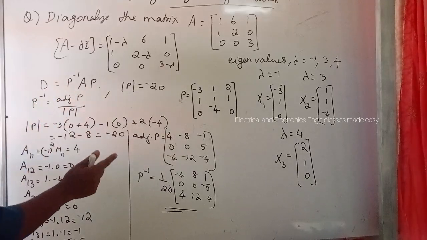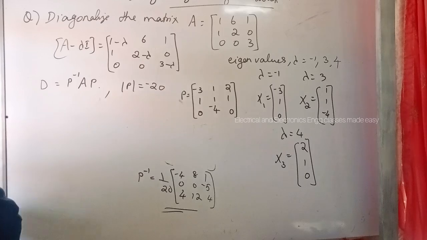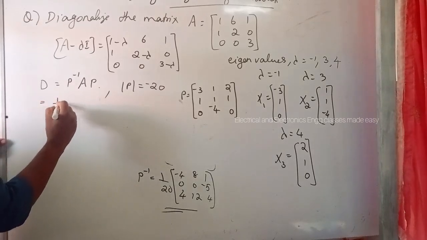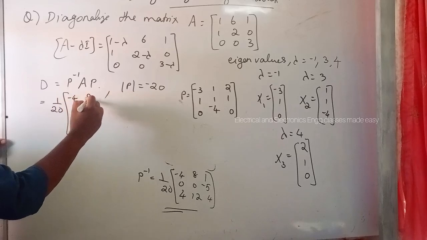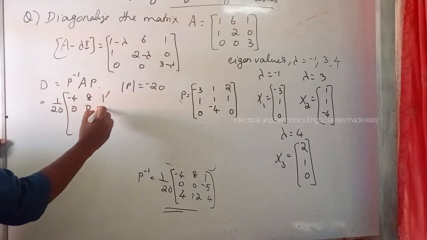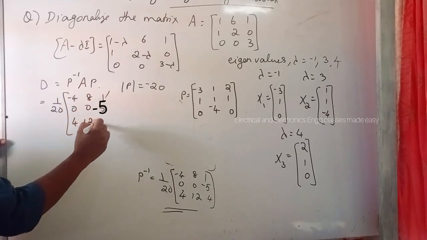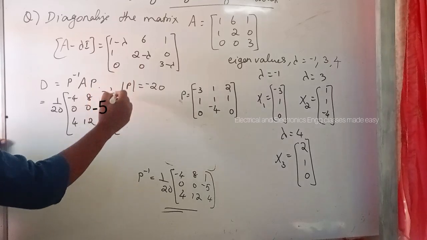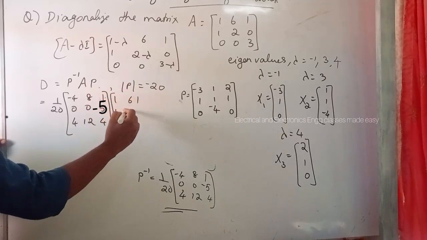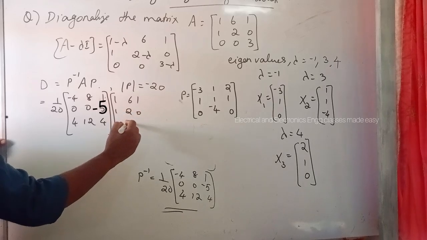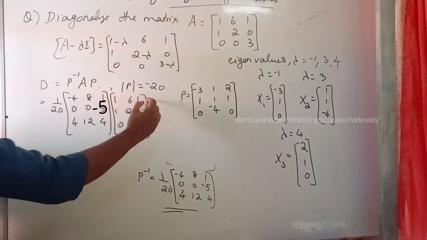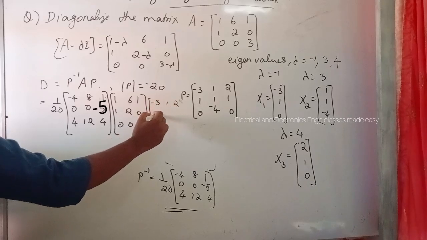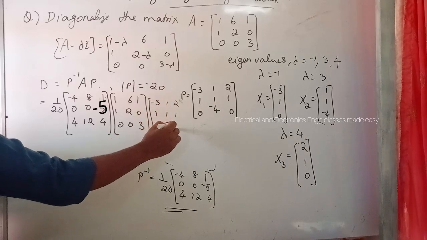That is P inverse into A into P. So D is equal to P inverse, which is 1 by 20 into minus 4, 8, 1, 0, 0, 5, 4, 12, 4, into A, which is 1, 6, 1, 1, 2, 0, 0, 0, 3, into P. P is this one: minus 3, 1, 2, 1, 1, 1, 0, minus 4, 0.